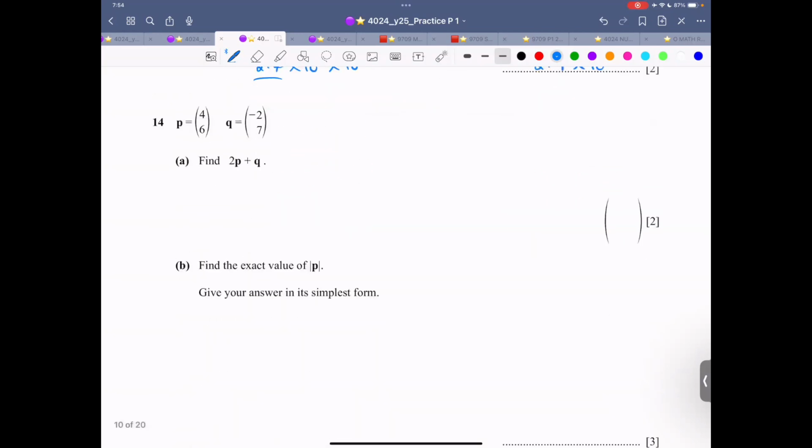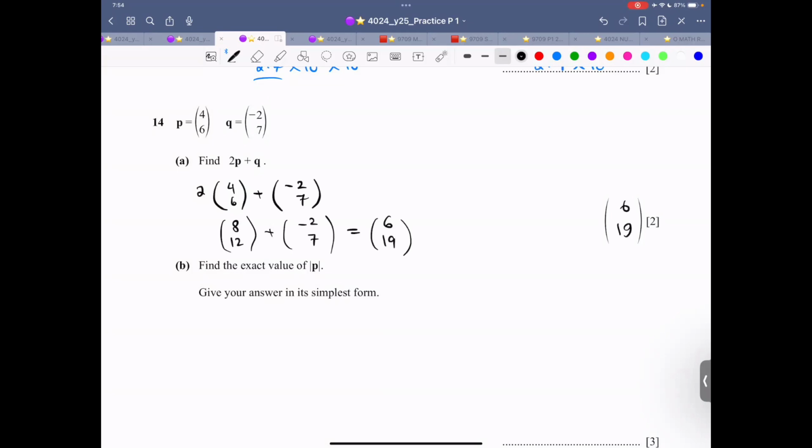Vectors, very basic, simple vector. This particular one, 2p plus q. 2 times 4, 6 plus q, which is negative 2, 7. So that is 8 and 12. And this is minus 2 and 7. This comes out to be 6. 12 plus 7 is 19. So this is 6 and 19.